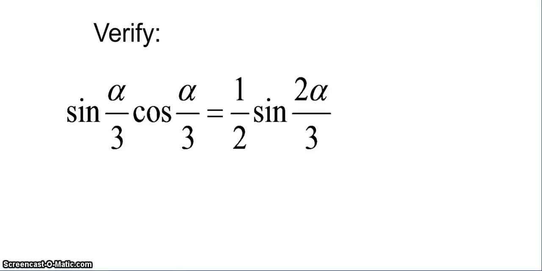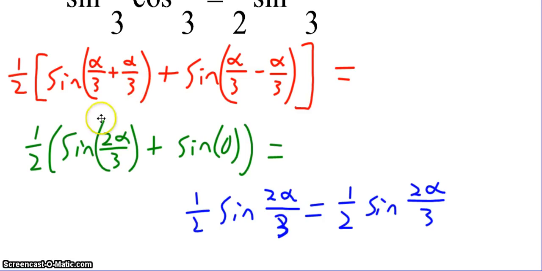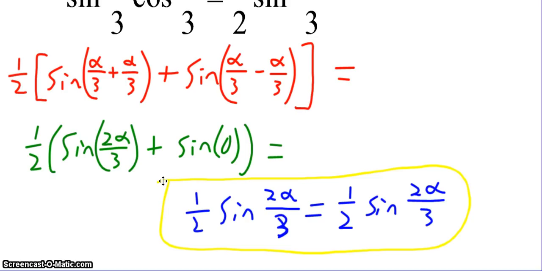Again, a hint is to use your product to sum identity now. So pause the video, unpause when you're ready to check your work. Alright, so on the left-hand side, if I use the product to sum identity, the sine of alpha over 3 times the cosine of alpha over 3 is the same as 1/2 times the quantity sine of alpha over 3 plus alpha over 3 plus sine of alpha over 3 minus alpha over 3. Sine of alpha over 3 plus alpha over 3 is sine of 2 alpha over 3. Sine of alpha over 3 minus alpha over 3 is the sine of 0. The sine of 0 is 0, so this just becomes 1/2 sine of 2 alpha over 3, which is 1/2 sine of 2 alpha over 3.